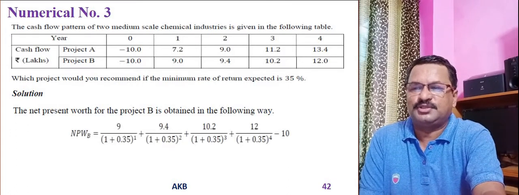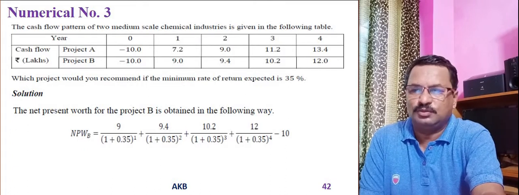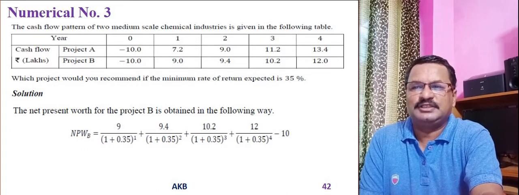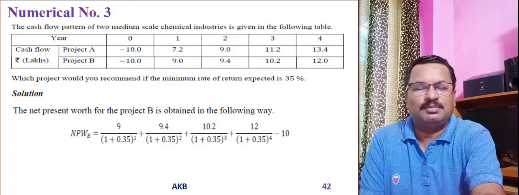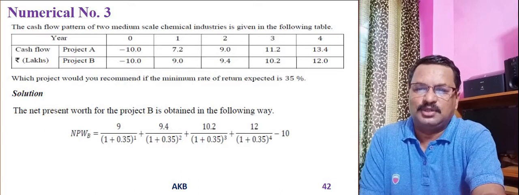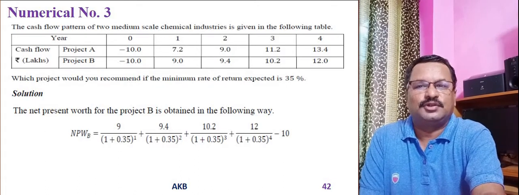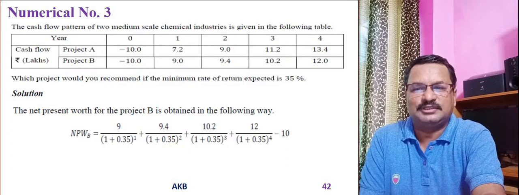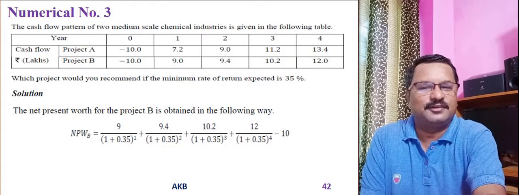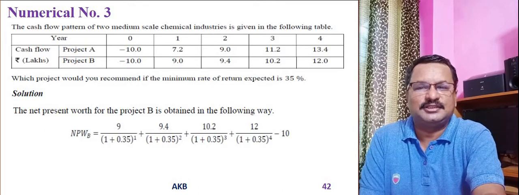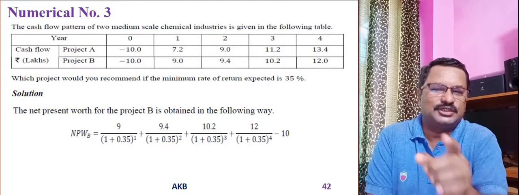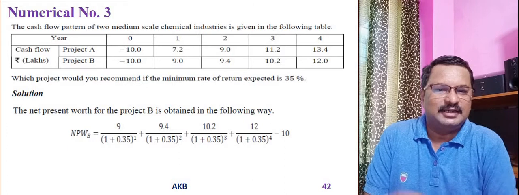So NPW of B will be: for the first year it is 9 lakhs, so 9 upon (1 plus 0.35) raised to 1, plus for the second year it is 9.4 lakhs, so 9.4 divided by (1 plus 0.35) raised to 2. For the third it is 10.2 lakhs, so plus 10.2 divided by (1 plus 0.35) raised to 3, plus for the fourth year it is 12 lakhs, so 12 upon (1 plus 0.35) raised to 4, and minus the total capital investment for project B, which is again 10 lakhs rupees.